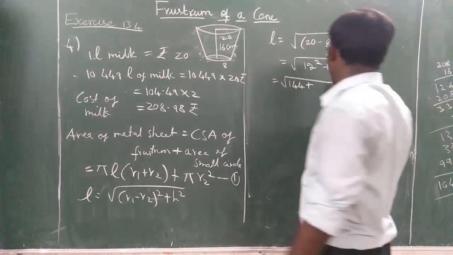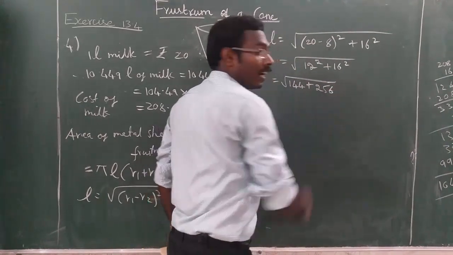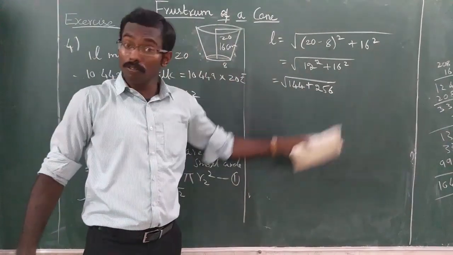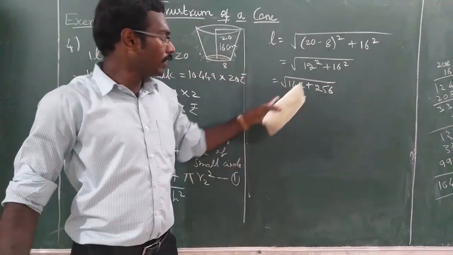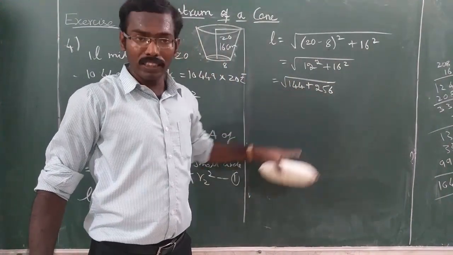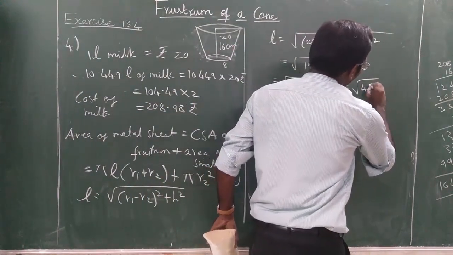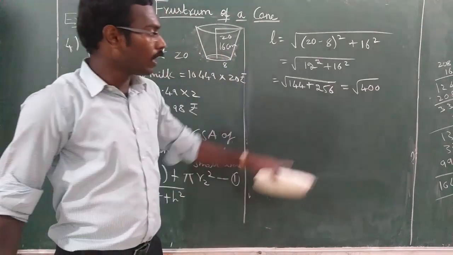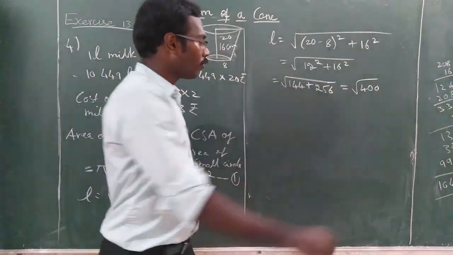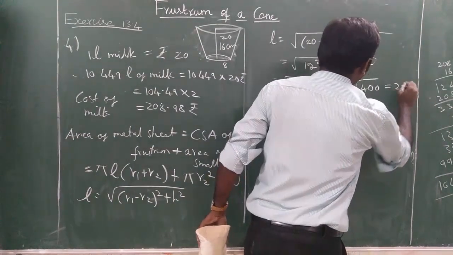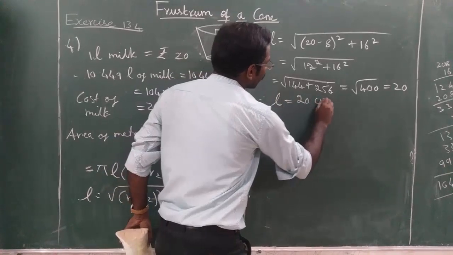16 square is 16 into 16, which is 256. I know the answer, so I am writing directly. 16 into 16 is 256. If you don't know directly, then do the multiplication. Okay. Then 144 plus 256. If you add this, the answer will come equal to root of 400. Okay. You know root of 400 is 20, since 20 into 20 is 400. So root of 400 is 20. Okay. Therefore, L, slant height L is equal to 20 centimeters.